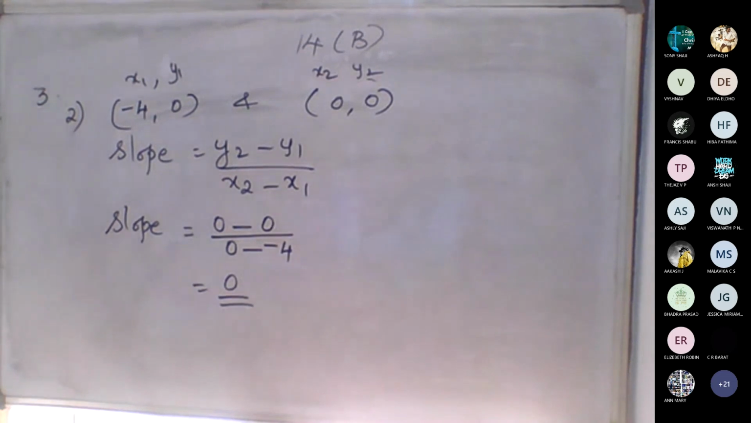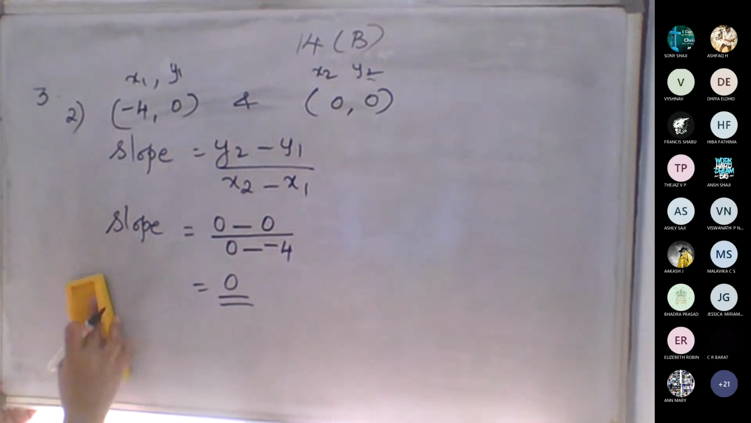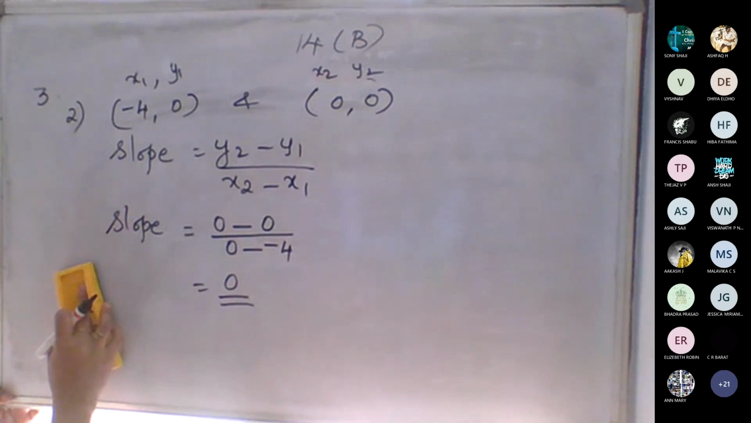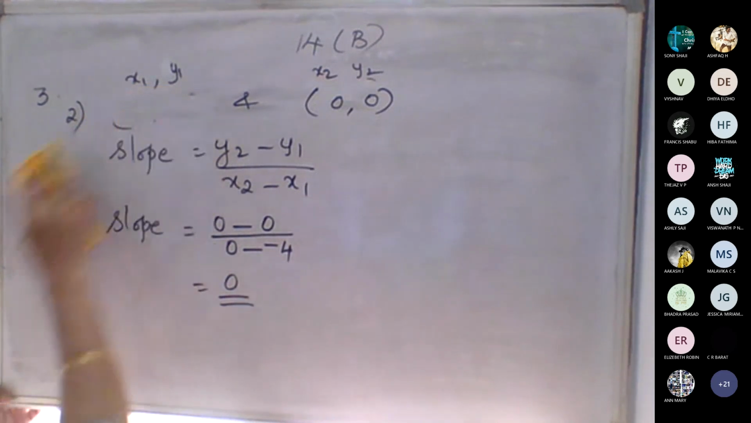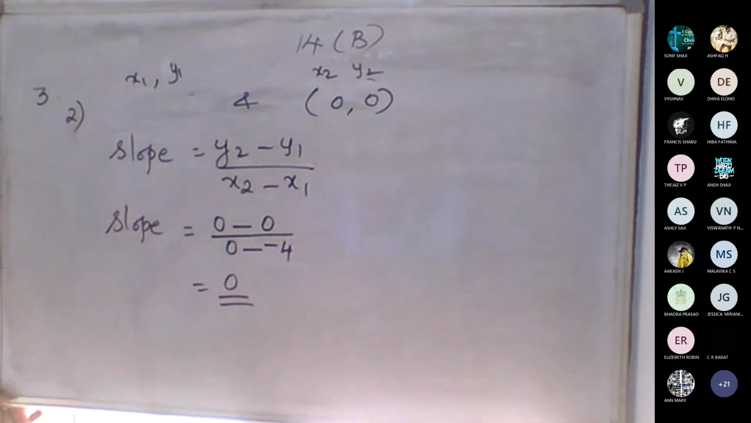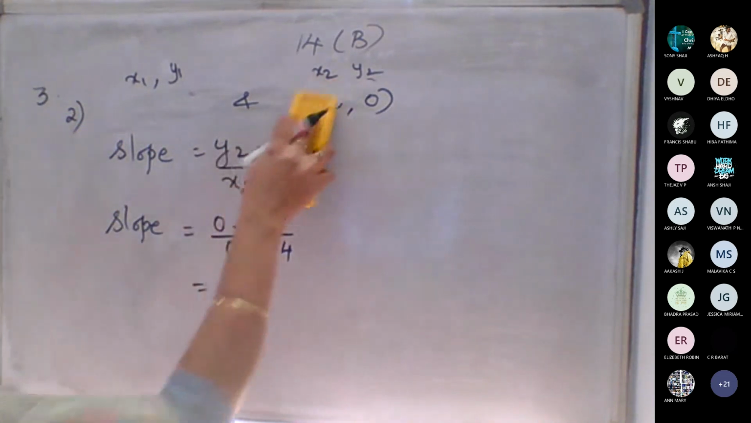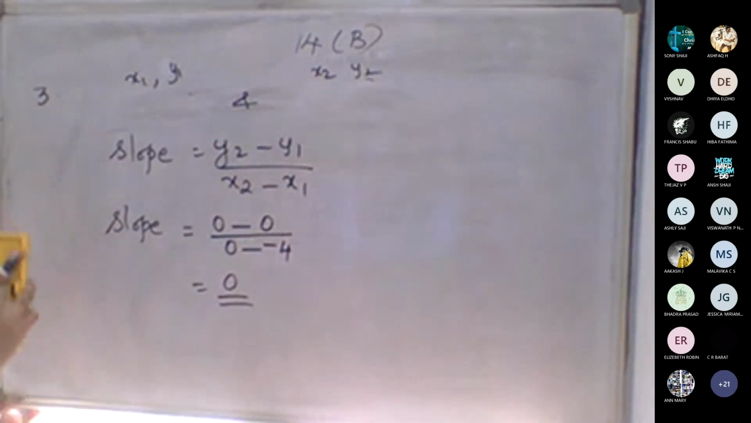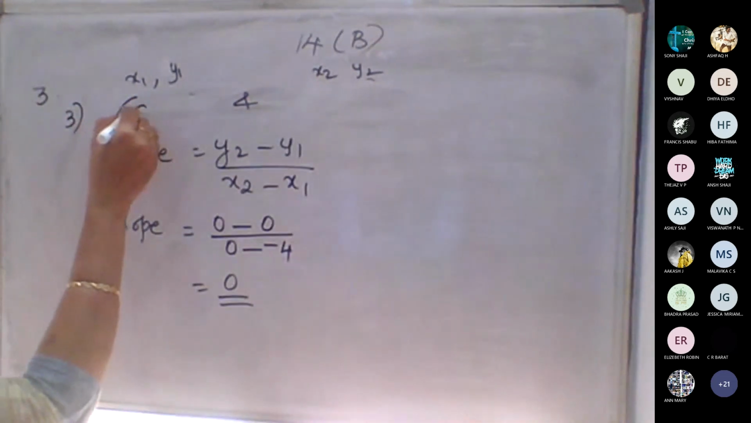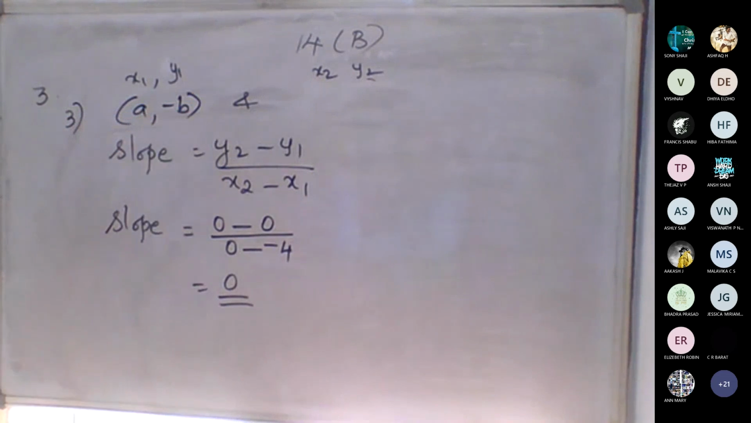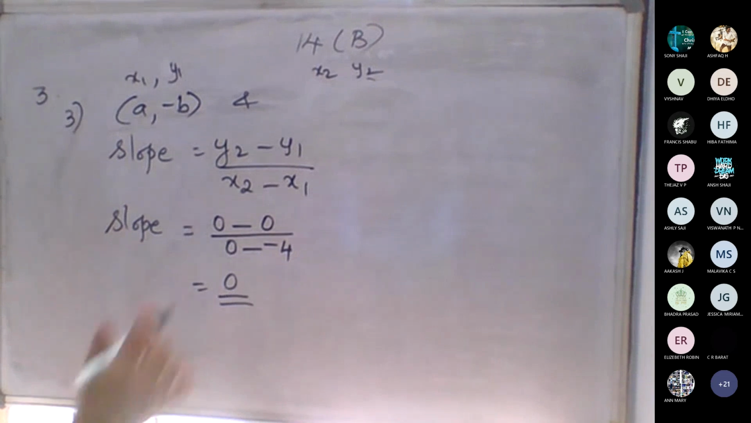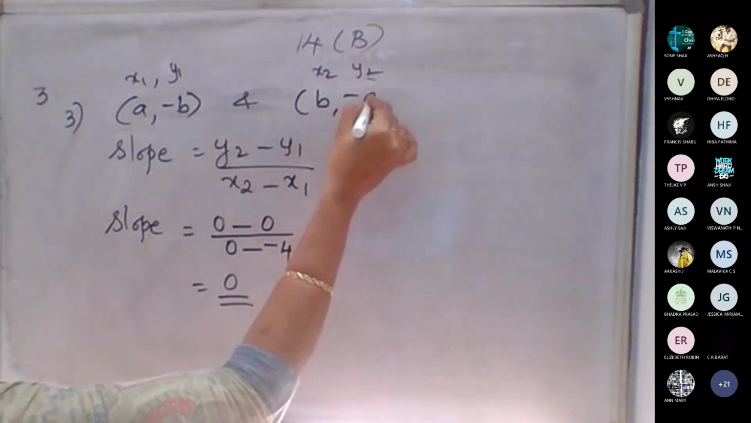Then third question. A, negative B and B, negative A.